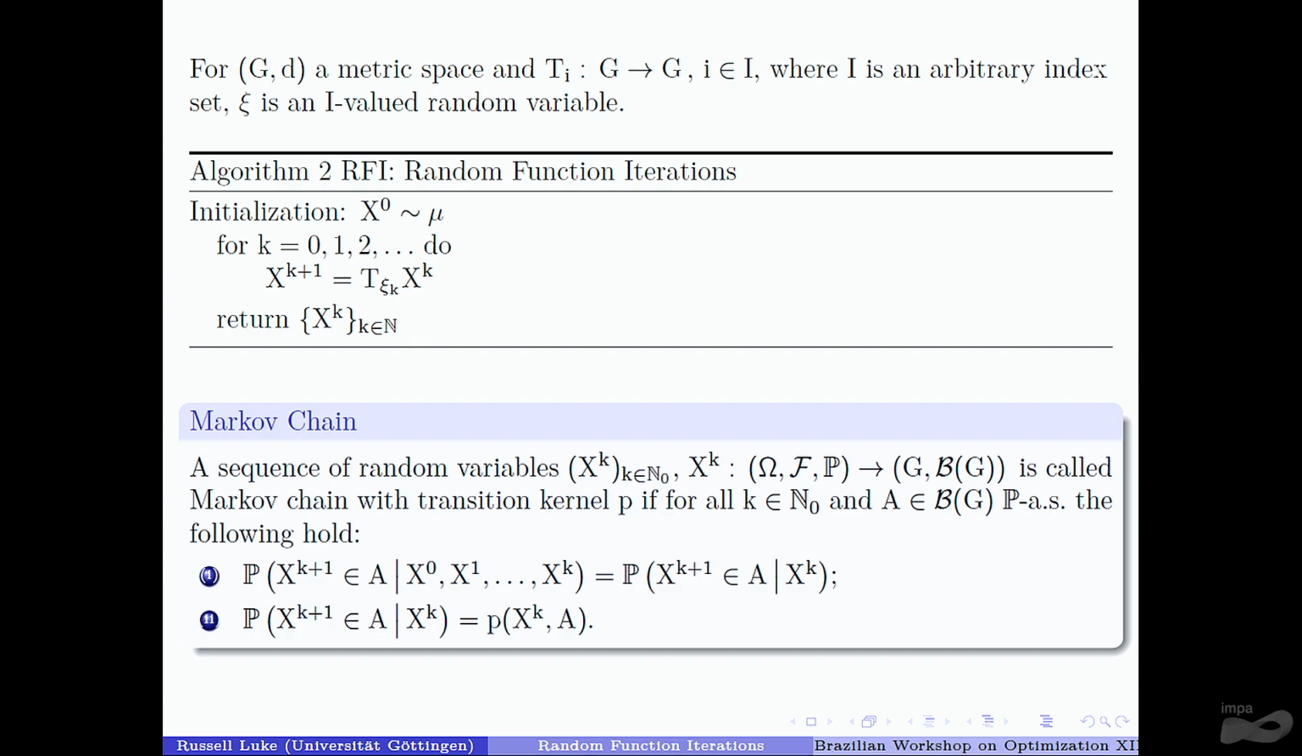So what's a Markov chain? Just for those who don't know, it's defined by this. It's where the probability that the next step in this sequence is in A, conditioned on all of the previous steps that I took, actually only depends on the immediately previous step, okay? And then I can describe that through a transition kernel. So the probability of my next iterate in the sequence being in A, conditioned on where I was, is described by this transition kernel from x_k given this subset A. So that's just in general a Markov chain.